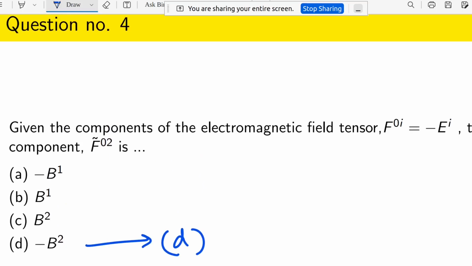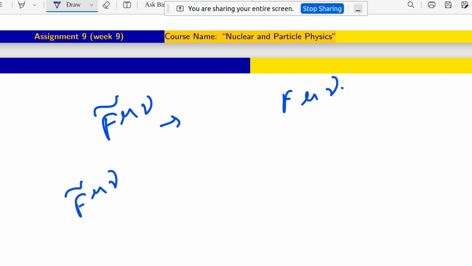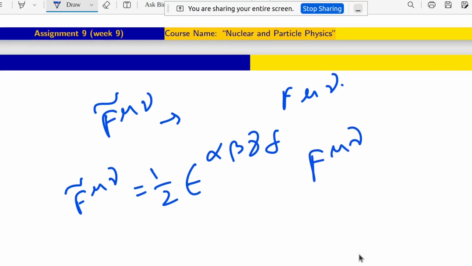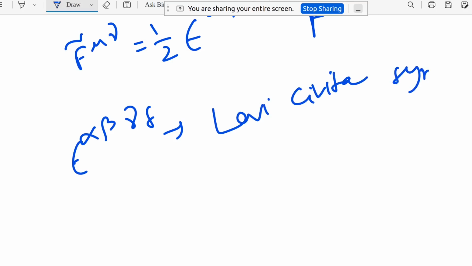So, the electromagnetic field potential. Given the components of the electromagnetic field tensor F0i equals minus Ei, what is the component F0 tilde? F mu nu tilde is nothing but the dual electromagnetic field tensor. So it has a relation with F mu nu. What is the relation between these two? It is like 1 by 2 epsilon alpha beta gamma delta F mu nu, where epsilon alpha beta gamma delta is the Levi-Civita symbol.